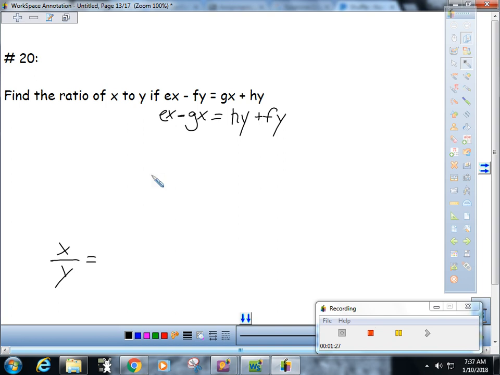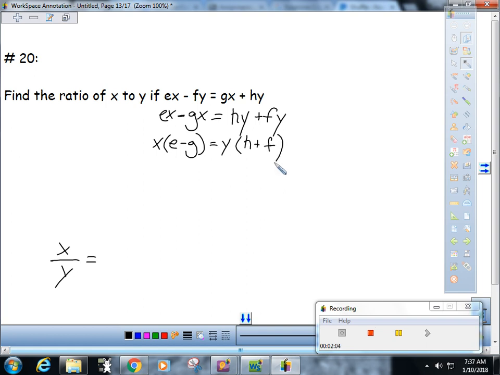Factoring is like undistributing, okay? So both of these have an x. What do we have left? Both of these have a y. What do we have left? All right.